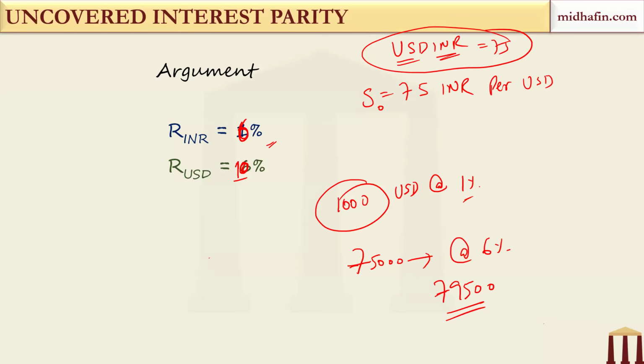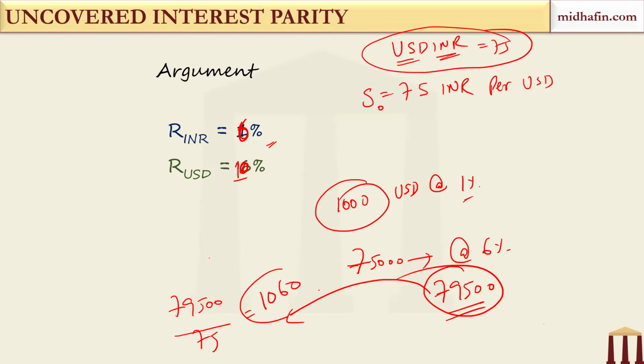Now, if the exchange rate remains stable, let's say the exchange rate does not change, it remains stable even after 1 year, the exchange rate is 75. Then this 79,500 can be converted back to some dollars. How many dollars? 79,500 divided by 75. So can you tell me how many dollars? Okay, $1,060, correct? $1,060.